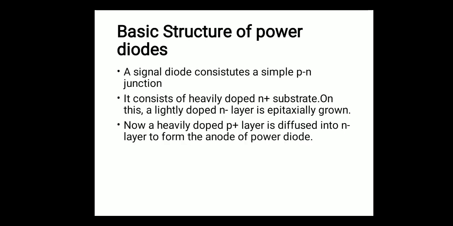Basic structure of power diode. A simple diode consists of a simple PN junction. The practical realization of a diode consists of a heavily doped N substrate. On this substrate, a lightly doped N minus layer is epitaxially grown. Now, a heavily doped P plus layer is diffused into this N minus layer to form the anode of the diode.